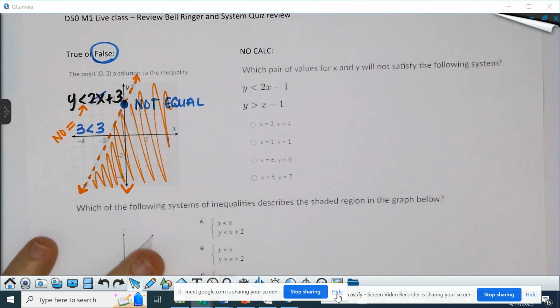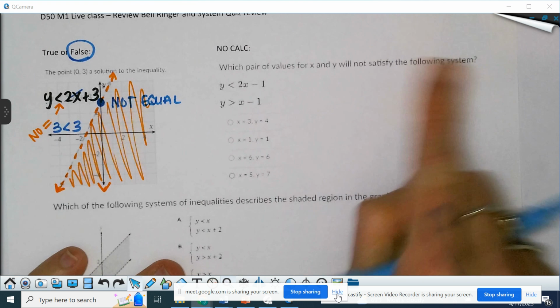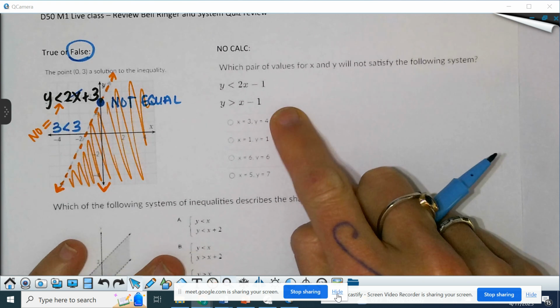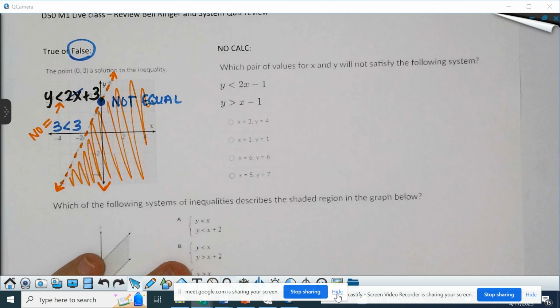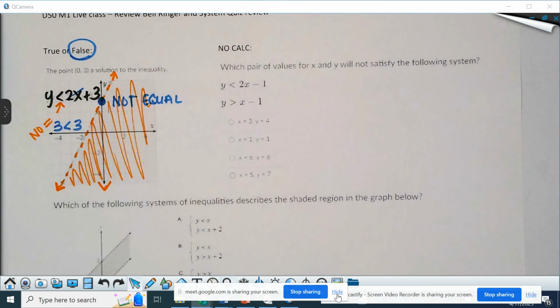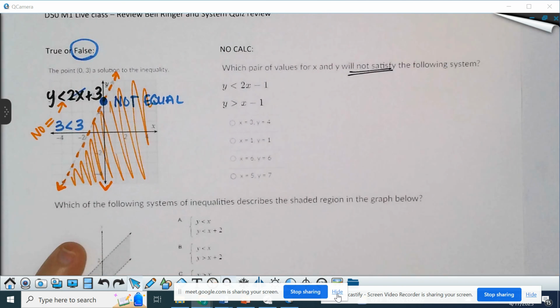Which pair of values for x and y will not satisfy the following system? Now, this is a calculator inactive. If it was calculator, you're looking for the point that falls in the double shaded zone, so where both of their shadings overlap. So you could graph this, like thinking on EOC day, or even at home, if you have graph paper, you can graph the lines and then shade it yourself. Algebraically, though, you're just going to have to work down the list and see which one works and which one doesn't. In this case, we want one that does not satisfy, so it is not going to work.